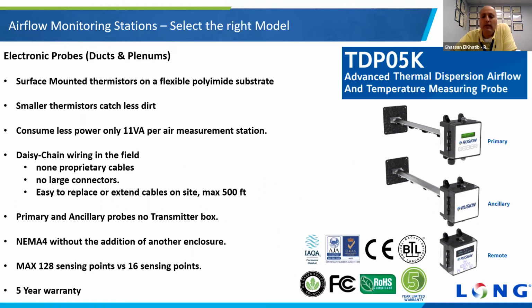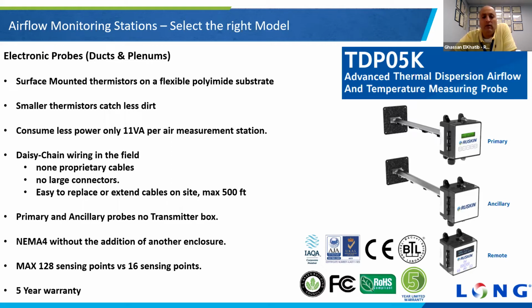Ruskin really has many different applications for airflow monitoring. We're looking here at using a probe. It's an electronic probe, what we call advanced thermal dispersion airflow, or TDP. It goes from 0 to 5,000 feet per minute, so you have that range for it.